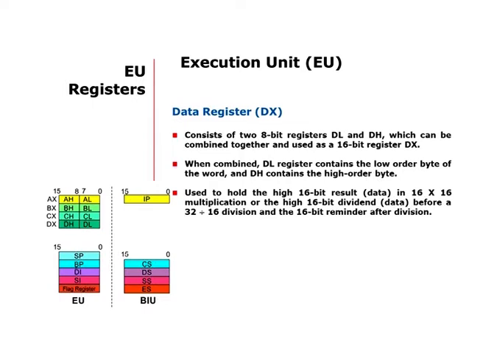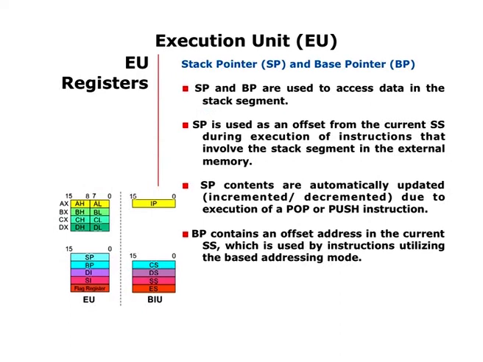Now, some other important registers of the execution unit are the SP, that is the stack pointer register, and the BP, that is the base pointer register. SP and BP are used to access the data in the stack segment. It means these two registers are used as offset for defining the address in the stack segment register. SP is used as the offset from the current stack segment during the execution of instructions that involve the stack segment in the external memory.